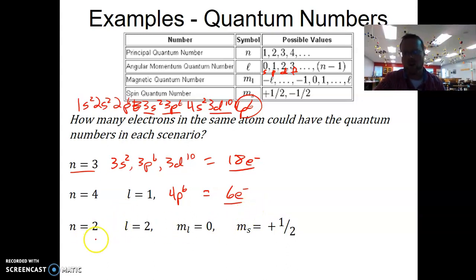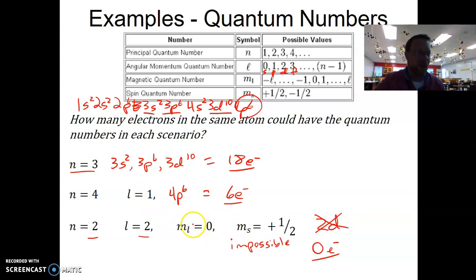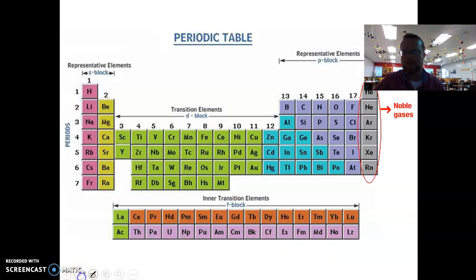I threw a little monkey wrench in here when I said n is 2 and L equals 2, because if L is 2, we're talking about a D, and there's no such thing as a 2D. So this is another impossible scenario, which means we're talking about no electrons. No electrons in an atom can have n equals 2 and L equals 2. So we don't really even have to look at the other quantum numbers to know that that's not going to be valid there. Okay?